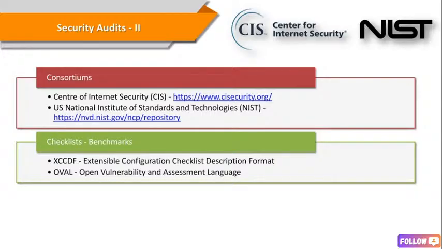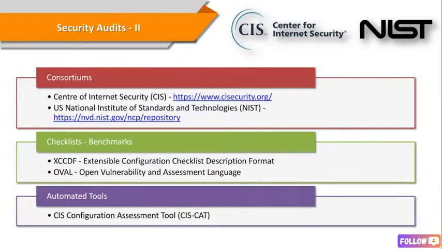OVAL definitions are evaluated using an interpreter called a scanner. You can, of course, create your own tool to automate your audits or use the tools created before. Cybersecurity has a tool. It's called CCAT, Cybersecurity Configuration Assessment Tool, which automates benchmarking of a number of operating systems.